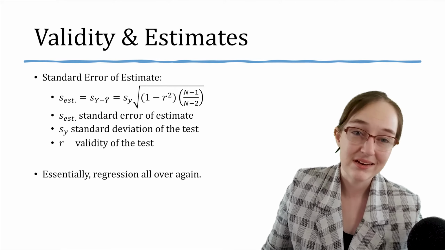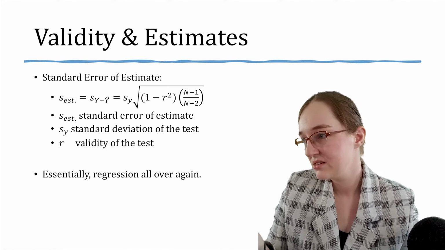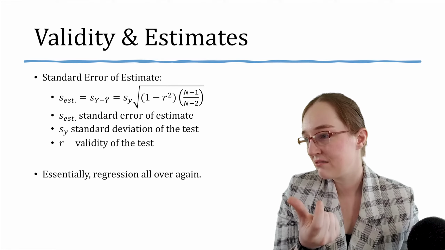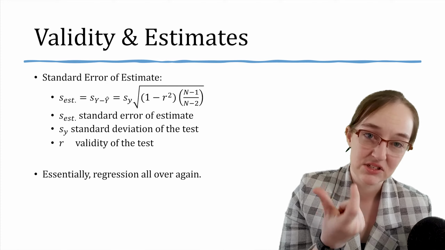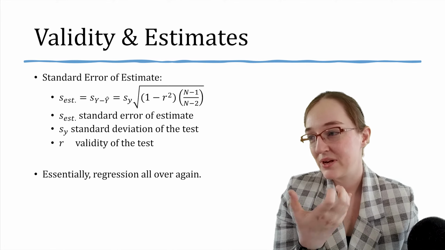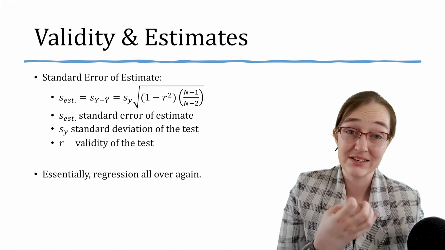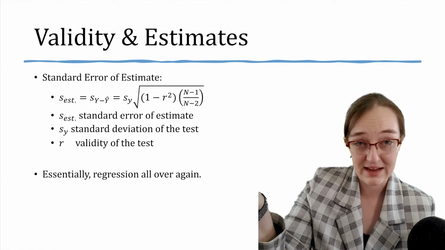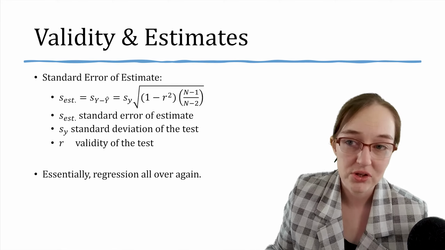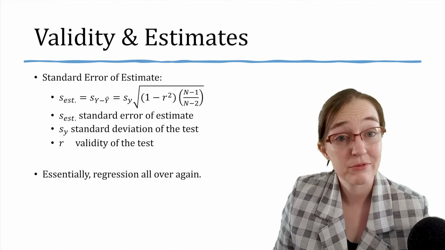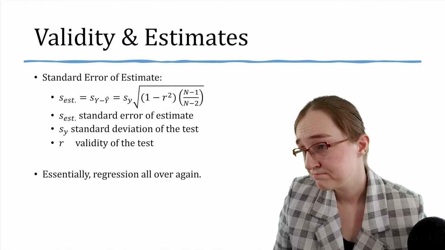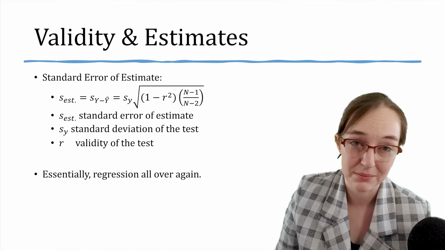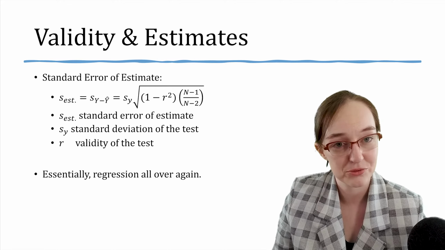So here is an equation for standard error of measurement. We can see that it is the difference between our estimated score and true score. We can calculate this by finding the standard deviation of the test and multiplying that by the square root of that chunk. This should look very similar to what you learned in regression. Essentially, it's showing us how much variability is around our estimate as a function of measurement error.